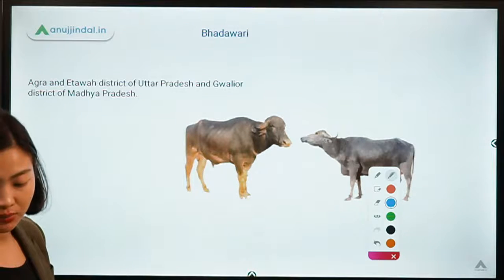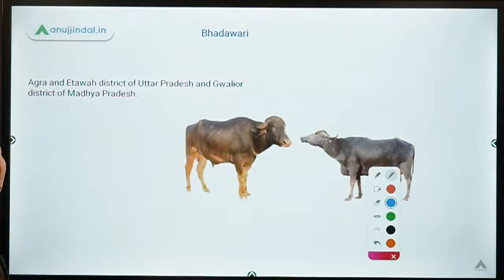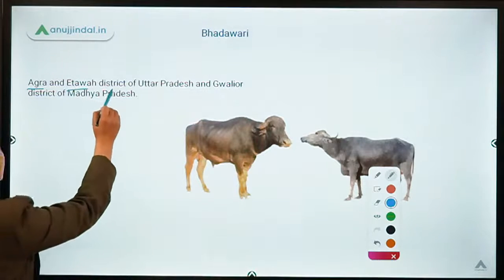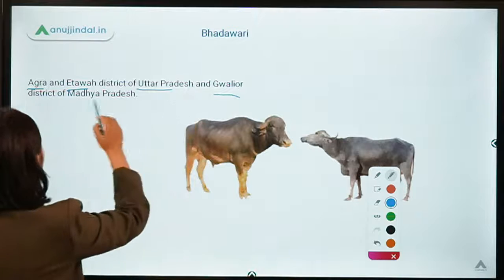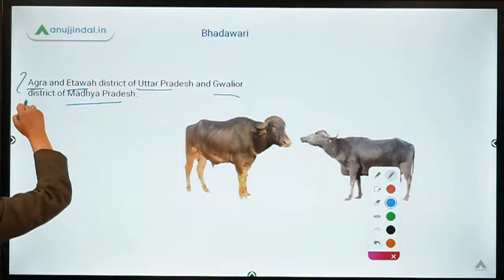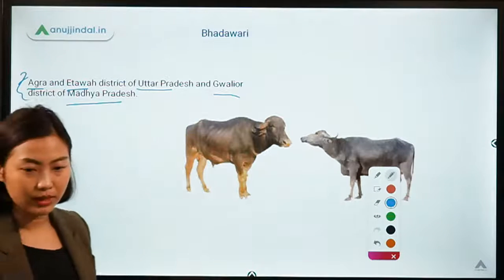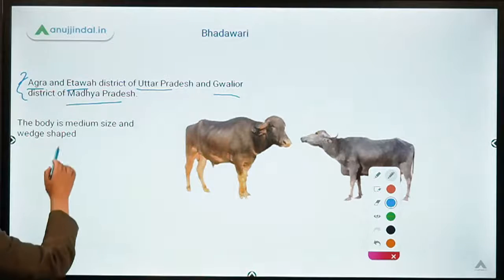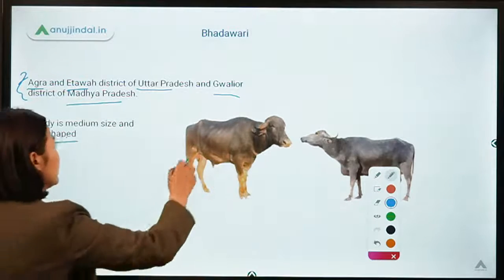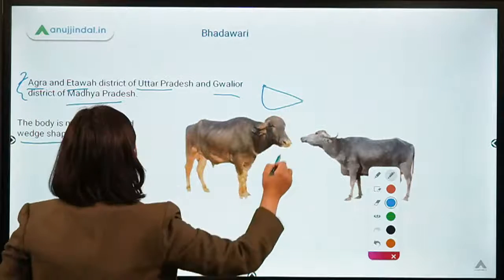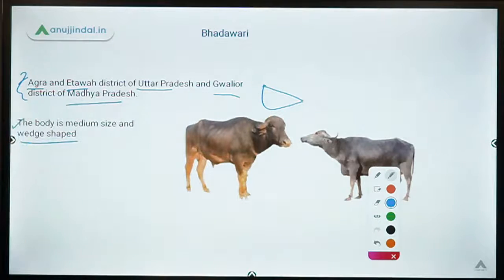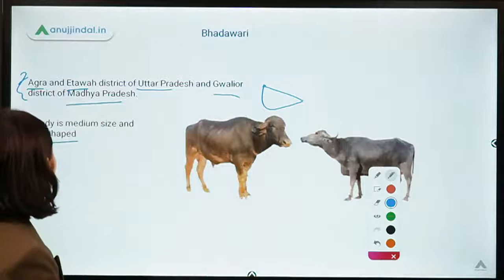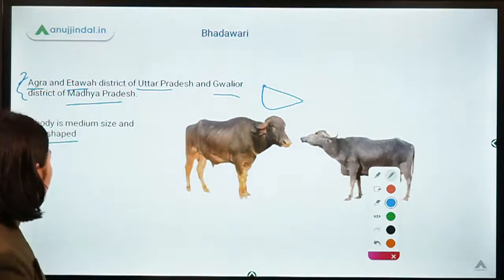So the Bhadawari breed is found or bred along the lines of Agra and Etawah district of UP, and Gwalior district of Madhya Pradesh. Remember the areas they belong to as well. Another point, the body is normally medium and wedge-shaped. So in a wedge shape, it will be like this, right? These are medium size, just not big, medium size and a wedge shape.